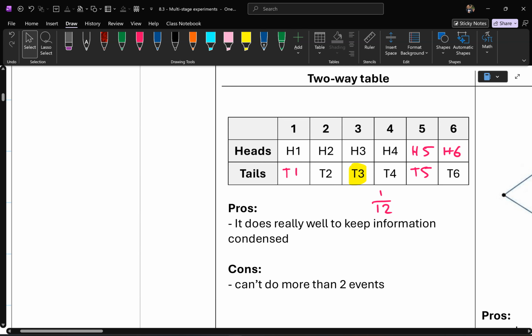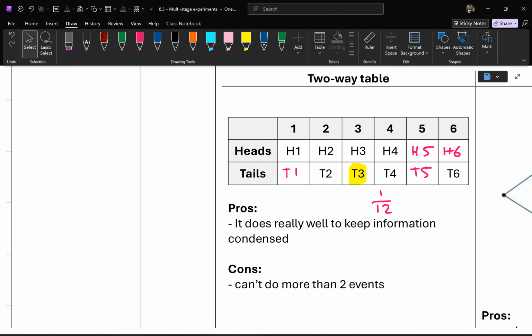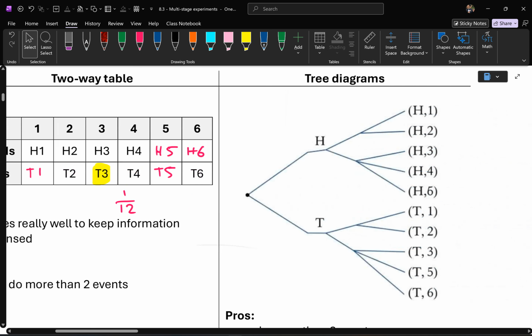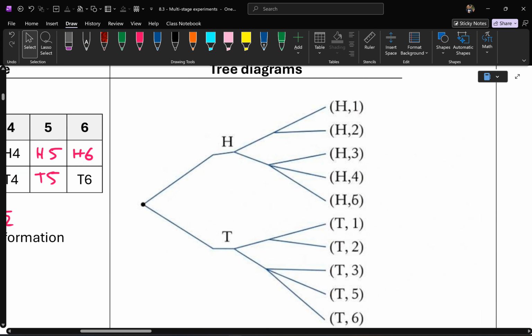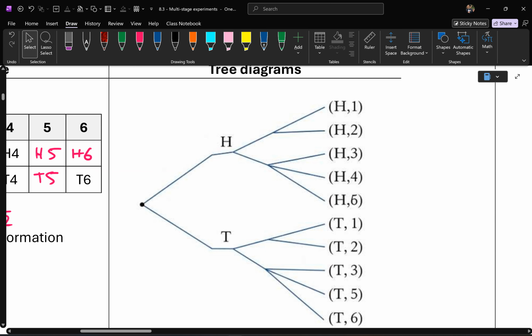It does really well to keep information condensed, so it's easy to see. Problem? You can only do it for 2. Because if I said roll a dice, do a spinner, and flip a coin, then a two-way table won't work, because it only works for 2 dimensions. It doesn't do 3. So, tree diagrams: when you get 3 options or more, then you want to use a tree diagram. So this is what a tree diagram would look like.